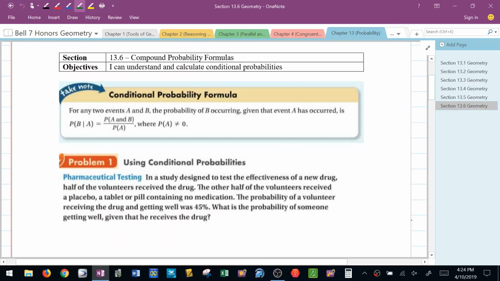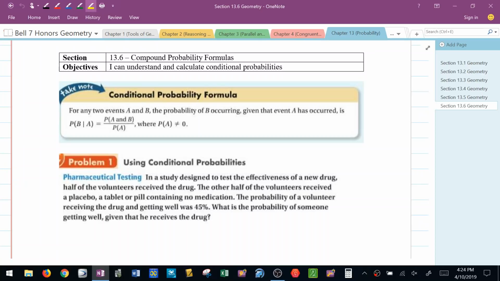All right, this section is about compound probability formulas. Our first formula is for the probability of event B given event A. The formula says to find this probability, we take the probability of A and B divided by the probability of A. So take a look at how this works in the formula.